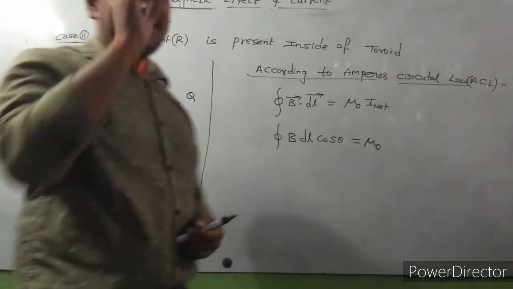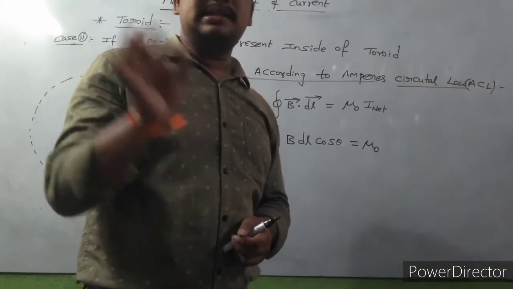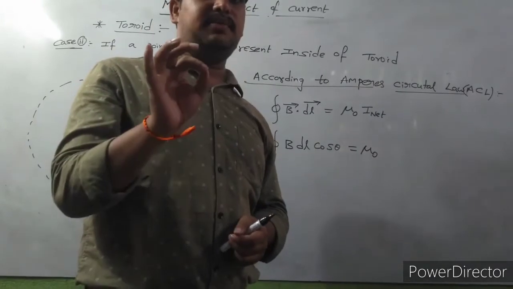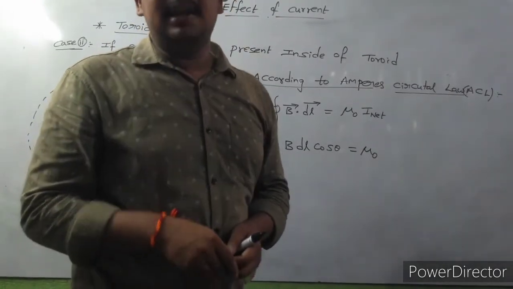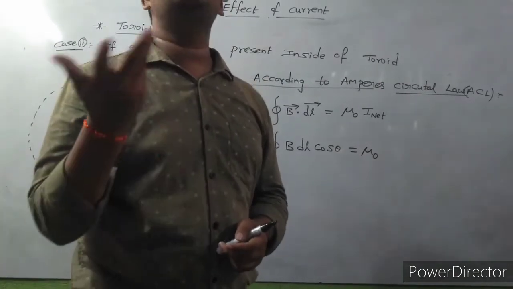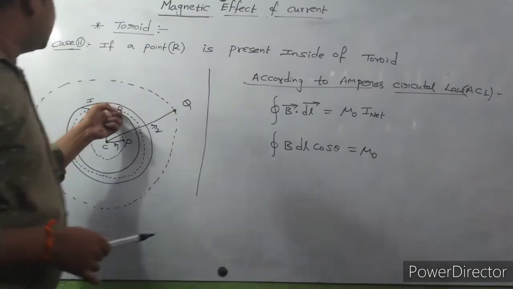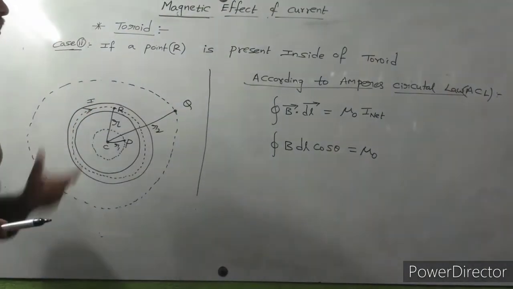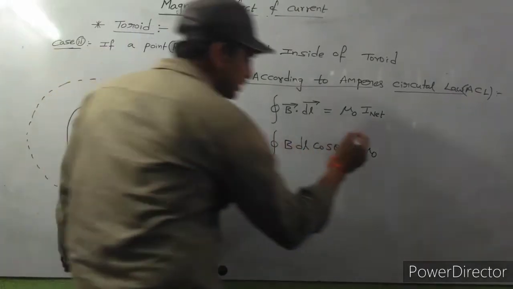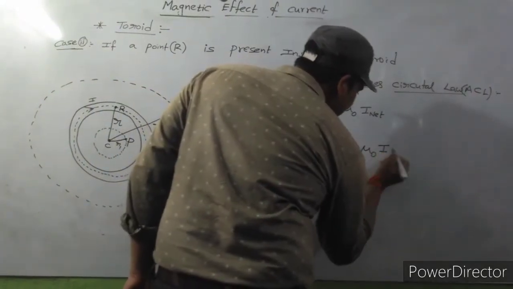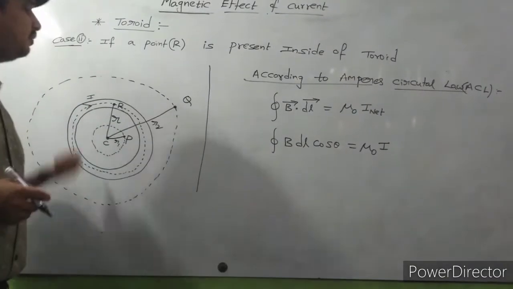Dear students, simple thing, no need to panic here. If a point lies inside of the toroid, that is closed space, so definitely electric current exists. If it is present in open space, there is no current, electric current is equal to 0. But here this point is present inside of the toroid, so definitely electric current exists. That electric current I consider as I, the current passing through the inside of the toroid.